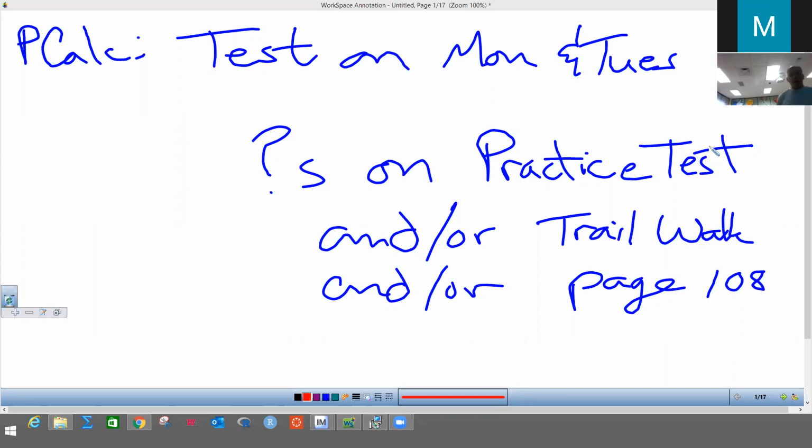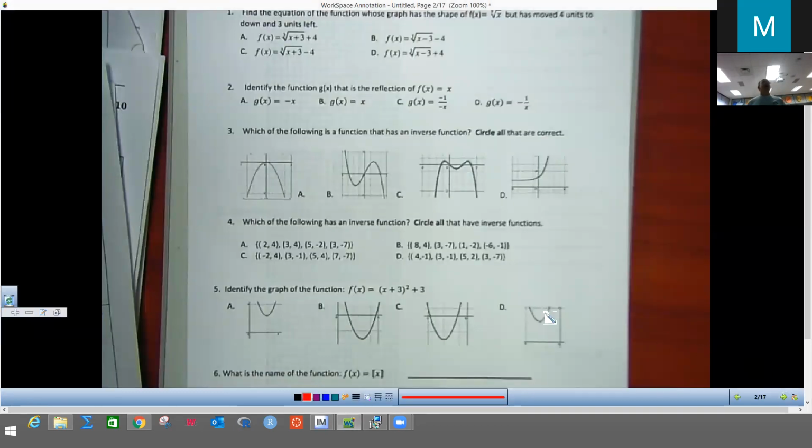And then 11 and 12 are also done on the practice test. But I'm going to do 4 again because someone has asked to see that one. So I'm going to do that problem number 4 right now. And then if you have other questions, you can ask me.